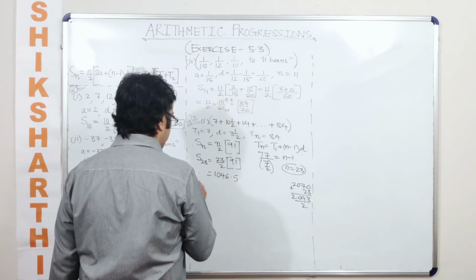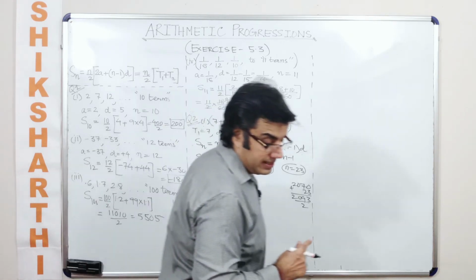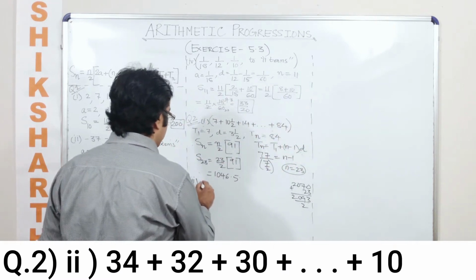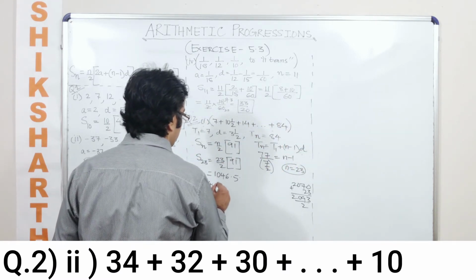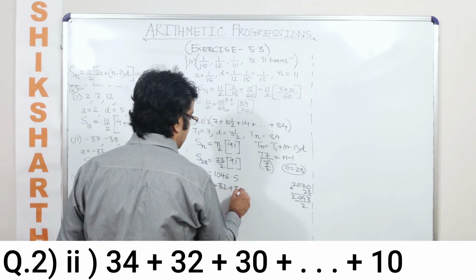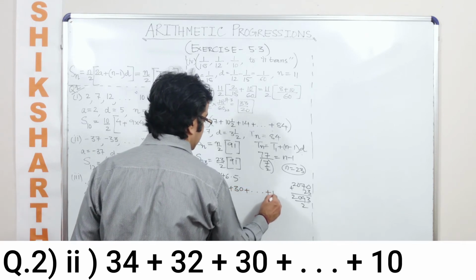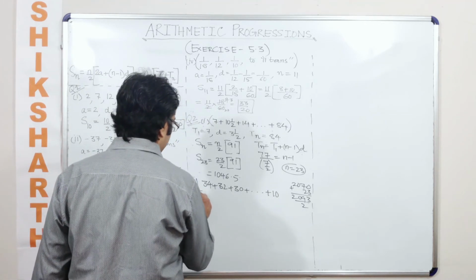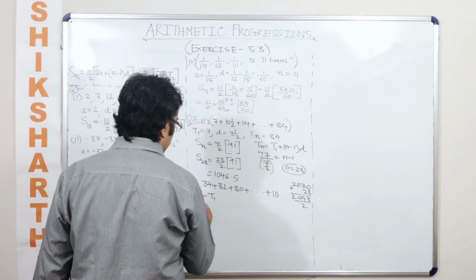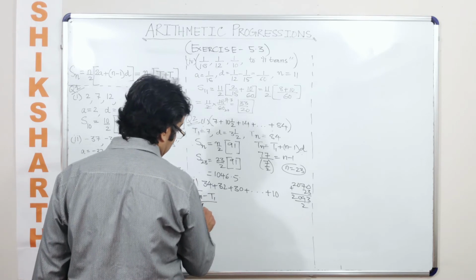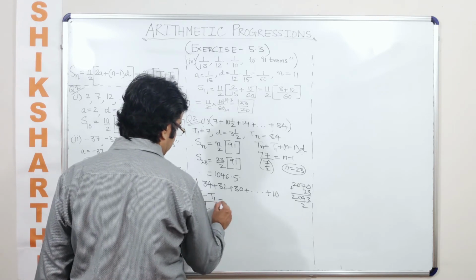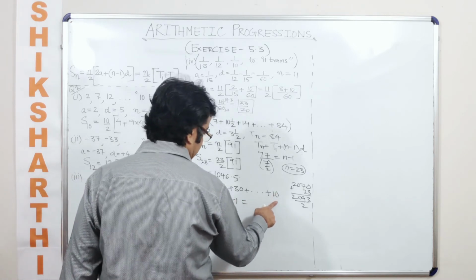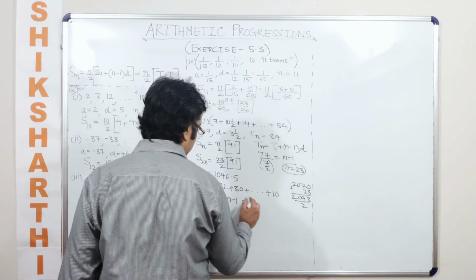Talking about the second subpart. Second subpart says 34 plus 32 plus 30, and so on till the last term, which you are getting as 10. So in the very first place, what do you need to do? You need to find out Tn minus T1 divided by n minus 1 or D to get the number of terms. Okay. So now in this case, what is the last term here? 10 minus 34 is minus 24.